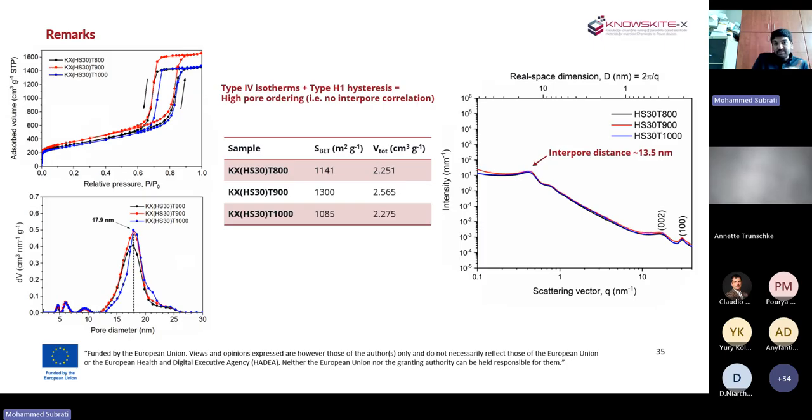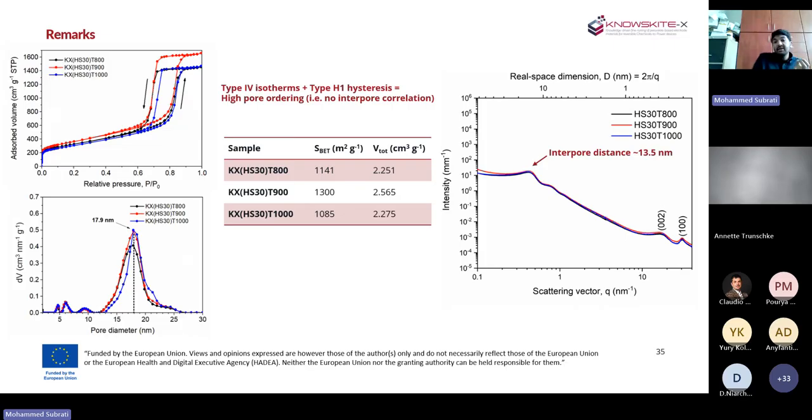So in the Knowskite project, we utilized colloidal silica particles as templating agents for the mesopores, and we studied the effect of temperature. As you can see, in our case the isotherms and the hysteresis are much better than in the recent works that I've just shown. The isotherms are type 4, and the hysteresis is type H1, which means they have very high pore ordering, no interpore correlation, no pore aggregation, nothing.